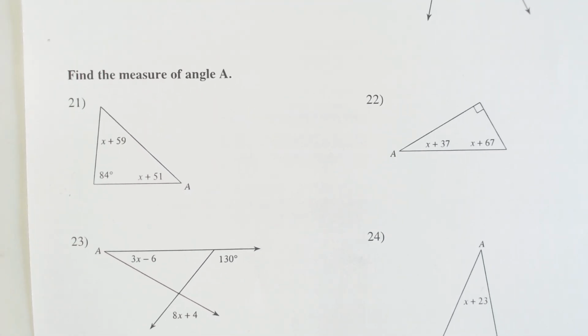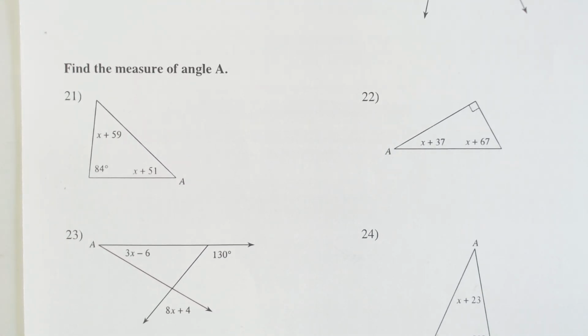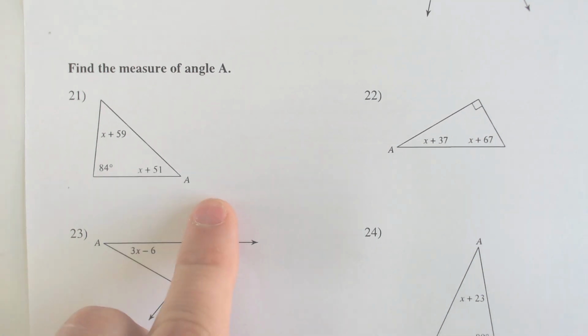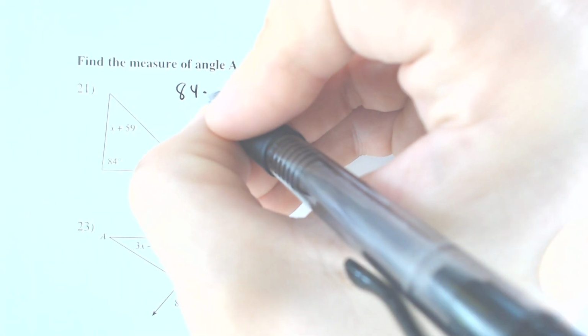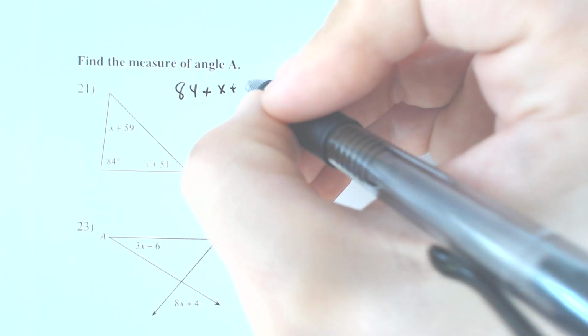The next few problems that we have are going to be almost the same thing, but instead of solving for x, then you have to plug it back in to figure out what the angle A would be equal to. So we have to do the same idea. We have to add all three angles up together.